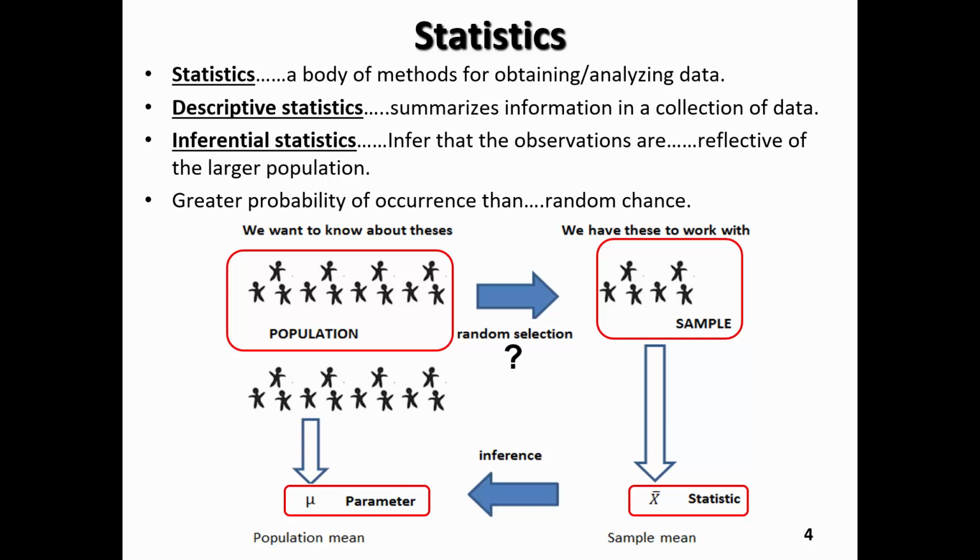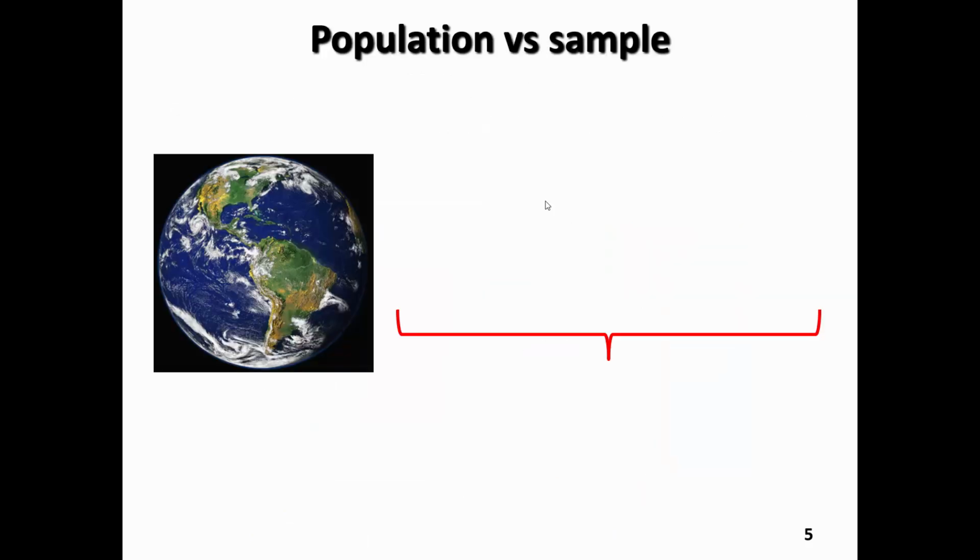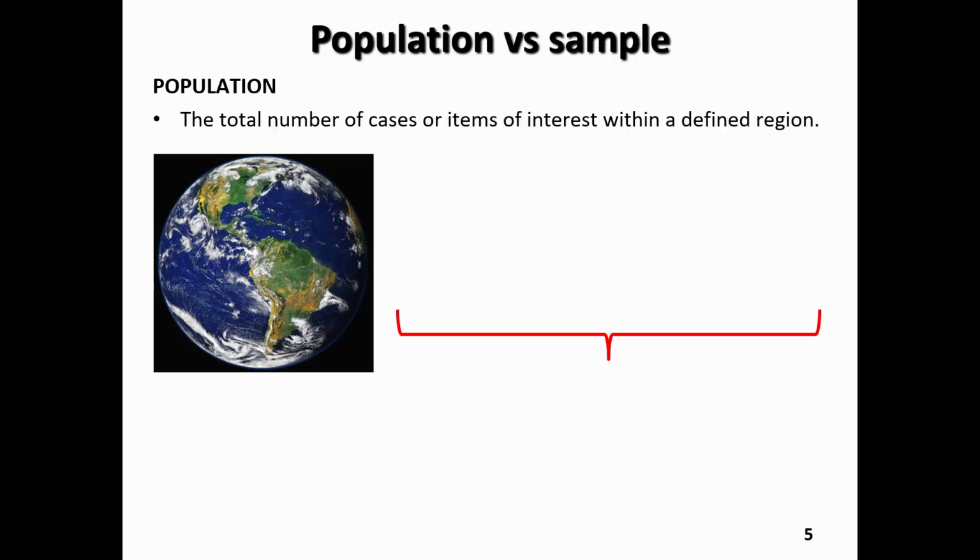And so what we eventually want to be able to conclude is whether there's a greater probability of an occurrence of our observations than just by simple random chance. And that's something that we'll certainly get into much later. So to examine the difference between a population and a sample, we simply define the population as the total number of cases or items of interest within a defined region.